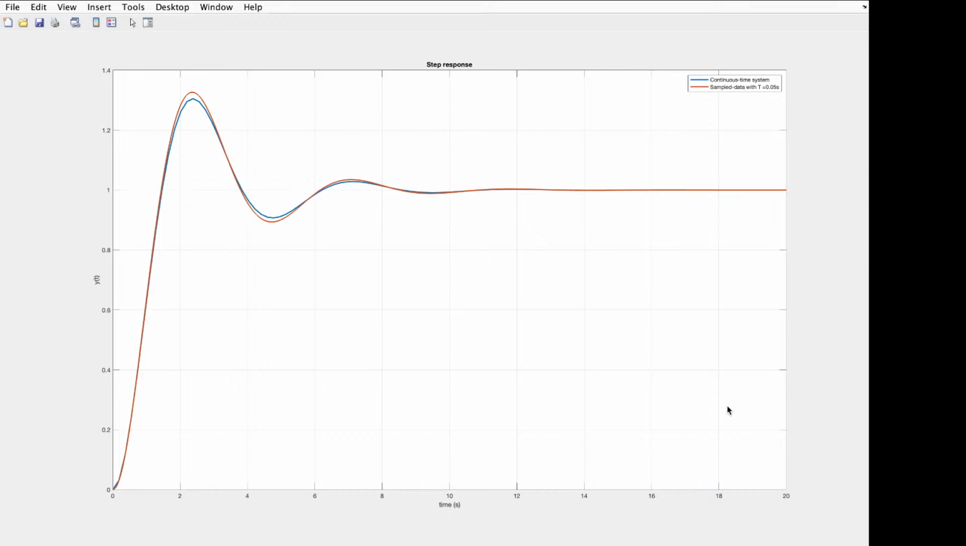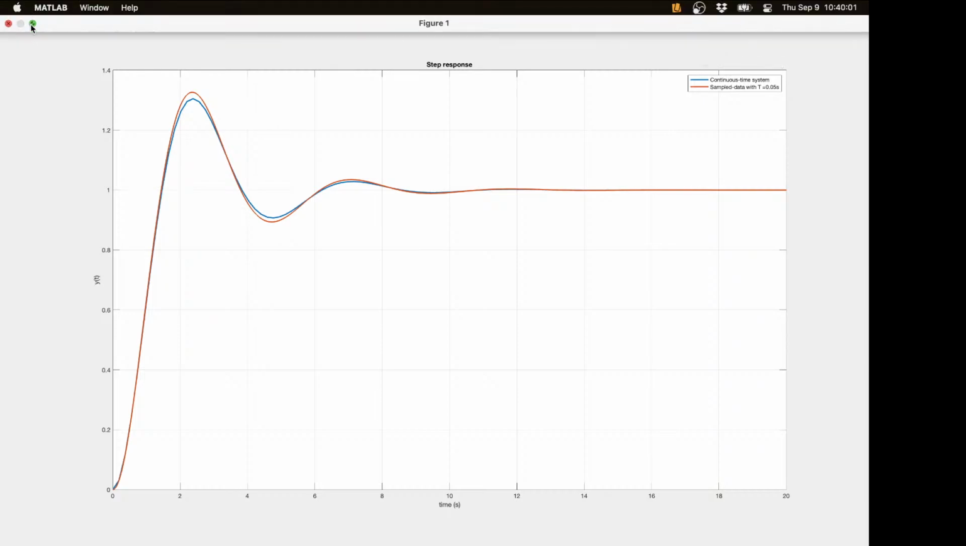Okay? The red line is, the term we're going to use is sampled data. So it has a mixture of continuous and discrete time signals. And you see it's pretty close, right? Our intuition said it would be pretty close. And indeed, there's not much difference between the two. So let's look at some of the other figures.